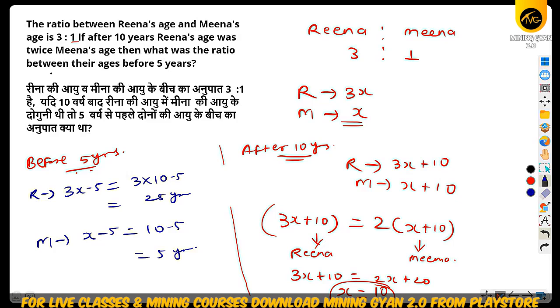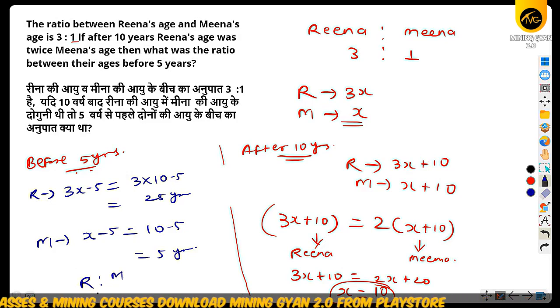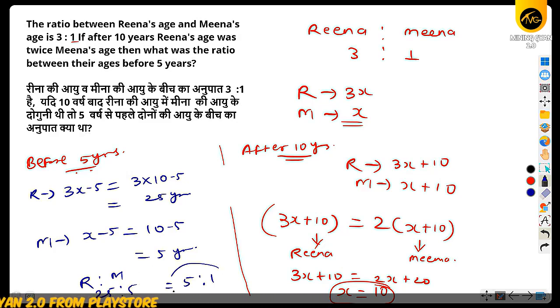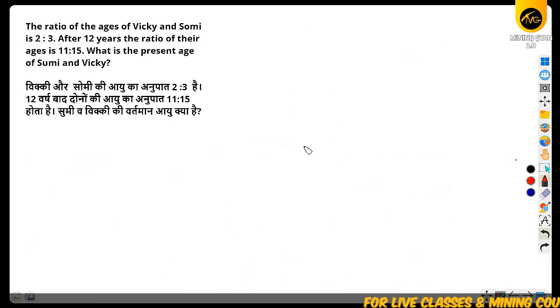So the question is basically we have to find out the ratio between their ages. So Rina's ratio Mina. Age of Rina is 25, age of Mina is 5. So what will be the ratio? Basically 25:5, that means 5:1. Okay, correct. This one is the last question.